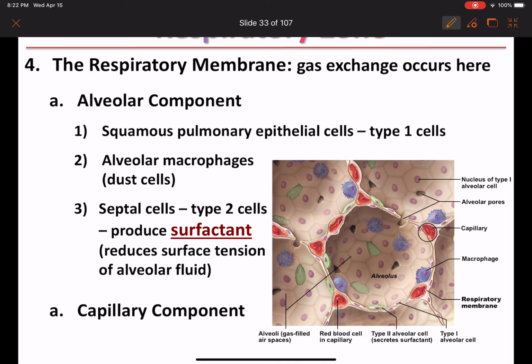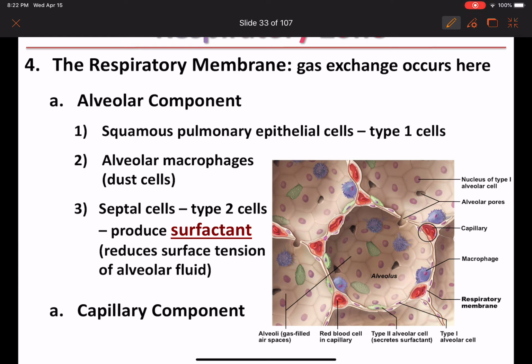So let's talk about the alveoli a little bit more clearly here. In this diagram right here, you can see a single alveolus in the middle, and then you can see several other alveoli surrounding it. When you're looking at the architecture of the alveolus, it's mainly reinforced with type 1 cells, otherwise known as type 1 alveolar cells, or type 1 pneumocytes.